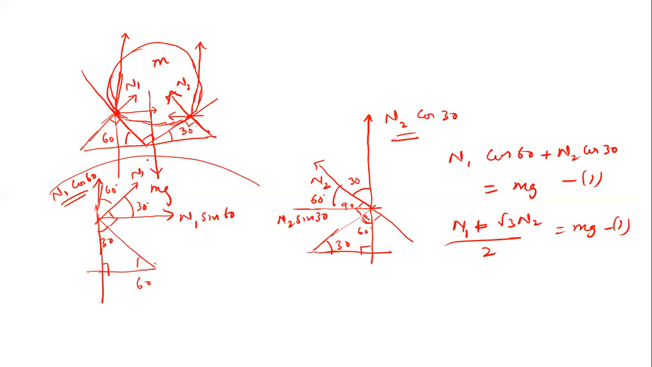The second equation tells you that this is in equilibrium, and as a result of it, N1 sin 60 should be equal to N2 sin 30, right? As a result of this, you will be able to write N1 into sin 60, which is root 3 by 2, should be equal to N2 into half. This goes away, and thus you will be able to write N1 is equal to N2 by root 3. Then you can substitute one with the other and finally solve the equation.